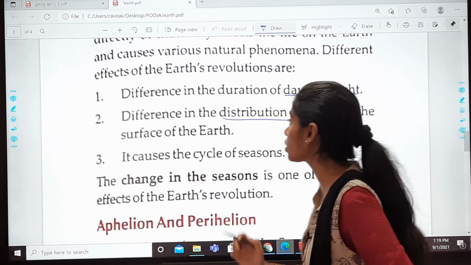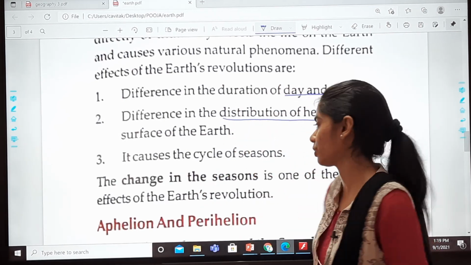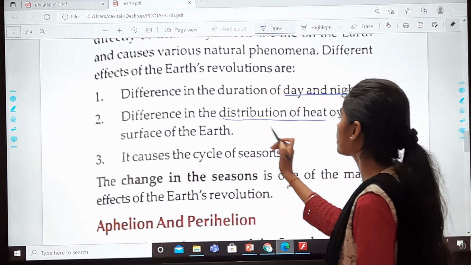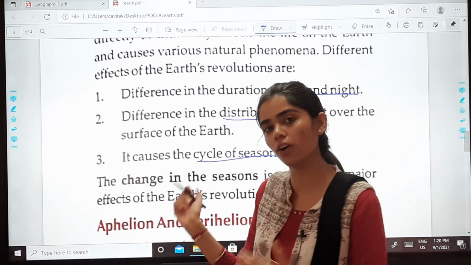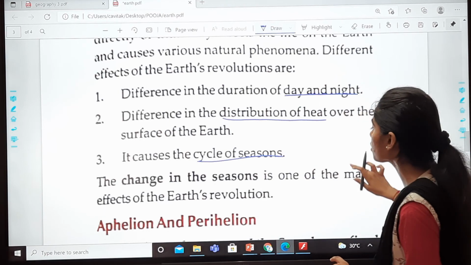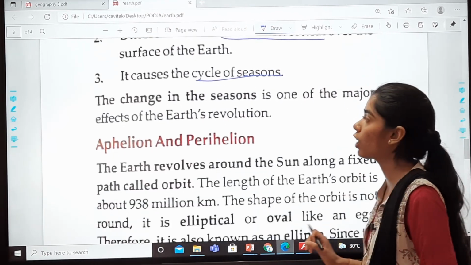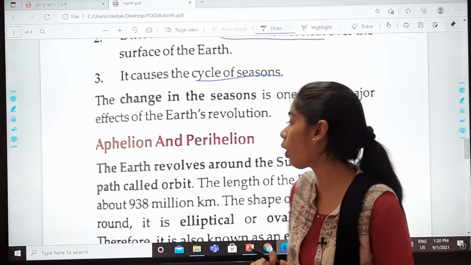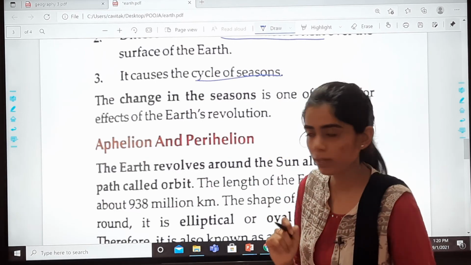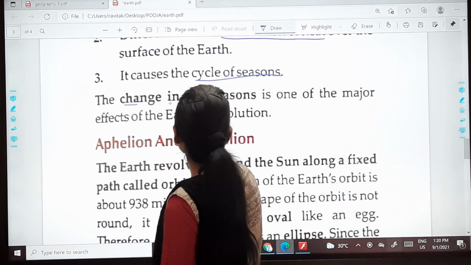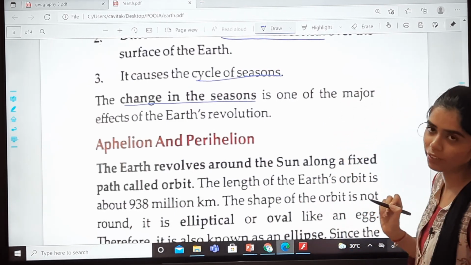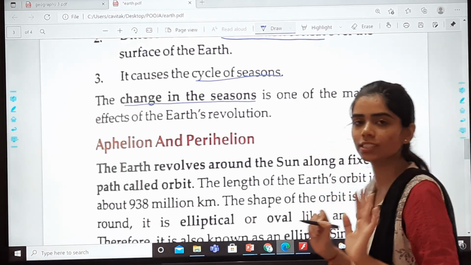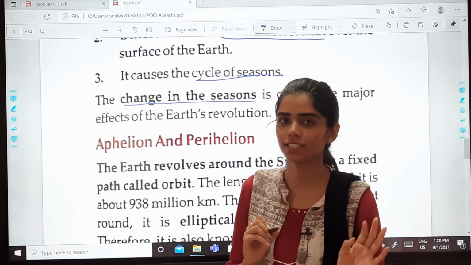So that also depends on revolution. It causes the cycle of seasons. Okay, so season cycle also it causes. The change in the season is one of the major effects of the earth's revolution. Please underline, dash, is one of the major effects of the earth's revolution. So that is change in the seasons.